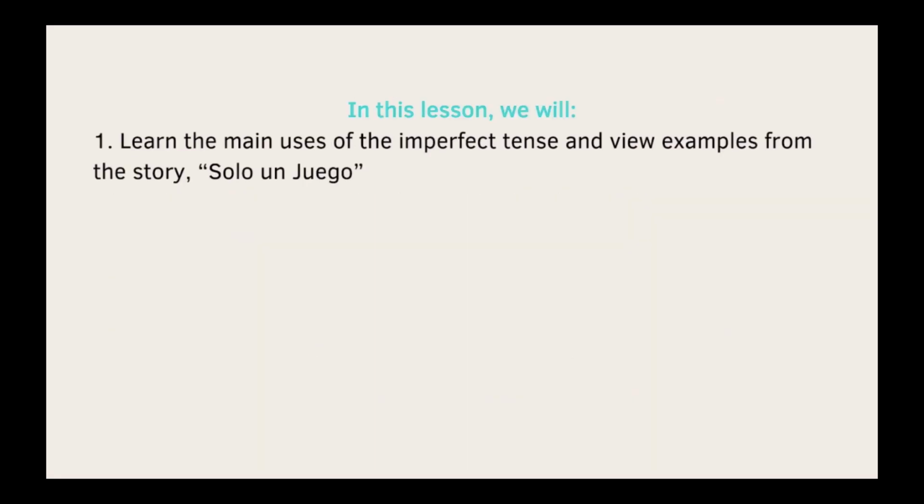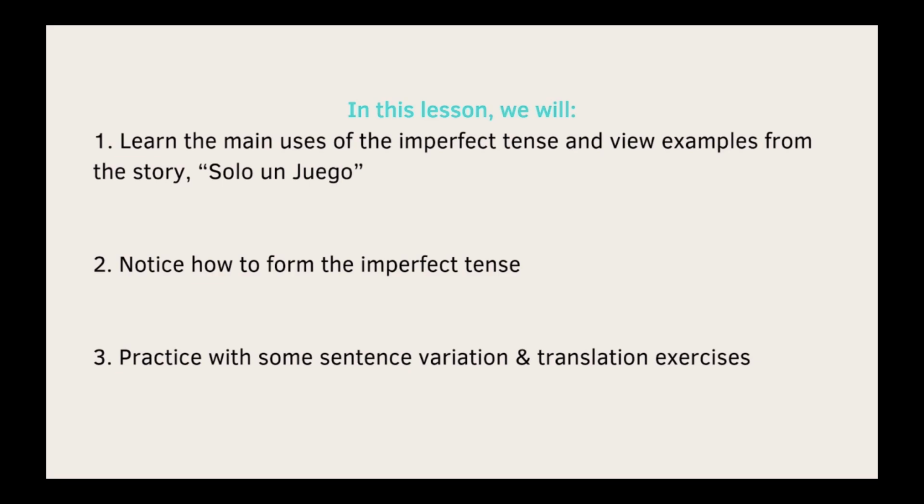So in this lesson, we will first learn the main uses of the imperfect tense and view examples from the story Solo un Juego. And we're going to notice how to form the imperfect tense, and we'll practice with some sentence variation and translation exercises so that you can kind of get your hands in there and get a feel.